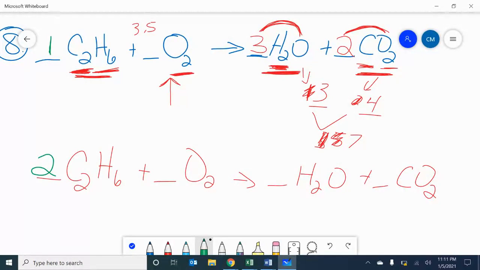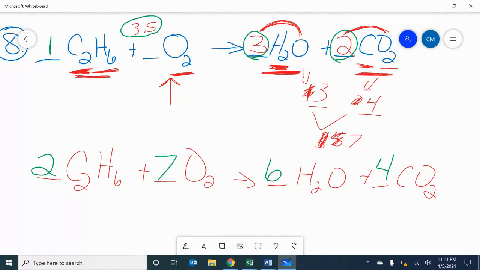If this were a 3.5, we can't do that. But if it were, I'd have to double it. So 3.5 times 2 is 7. So I'm going to put a 7 right there. Here I have a 3, so I'm going to double that to 6. And here I have a 2, so I'm going to double that to 4. So sometimes it's okay to double things. Now, sometimes you'll double things and you'll realize you really didn't need to.